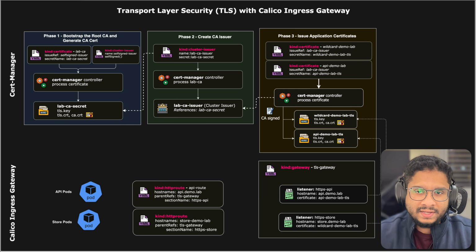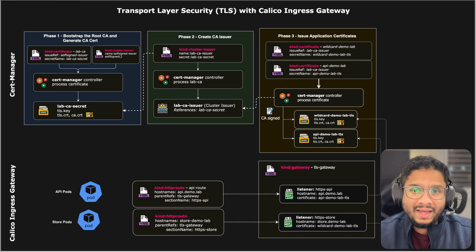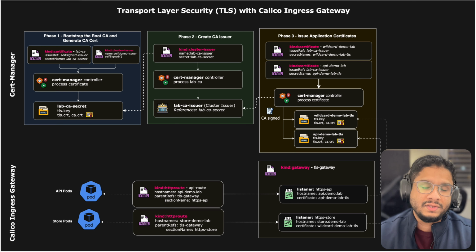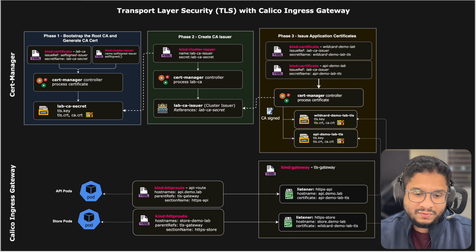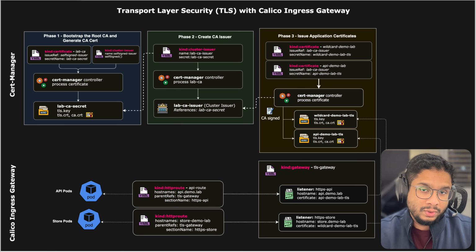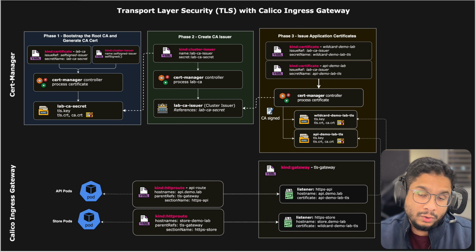API-demo-lab-TLS. Now, once the TLS gateway is created, we will next create HTTP routes, which will have parent references to the TLS gateway and the relevant TLS section in the TLS gateways. Now, these HTTP routes will also have backend references to our application pods based on the host names. So in this case, for example, we have one HTTP route for API, which will forward traffic to hostname api.demo.lab to the API pods. And similarly, traffic to store.demo.lab will be forwarded to the store workload pods.